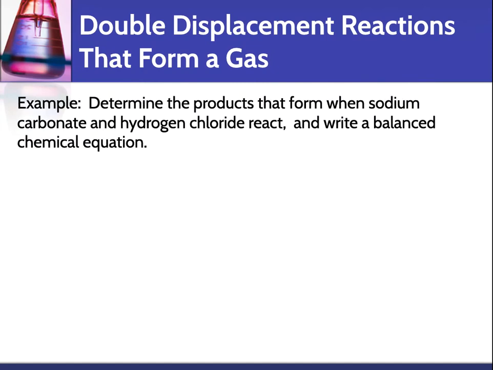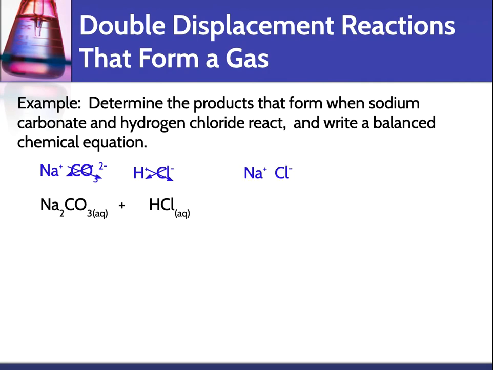So let's look at an example. Determine the products that form when sodium carbonate and hydrogen chloride react and write a balanced chemical equation. Sodium carbonate, we figure out using our crossover, Na2CO3, and hydrogen chloride looks like that. First we're going to carry out a double displacement reaction. The hydrogen and the sodium are going to switch partners. So sodium's now with chlorine, which is aqueous, and now the hydrogen is with the carbonate ion, which is also aqueous.